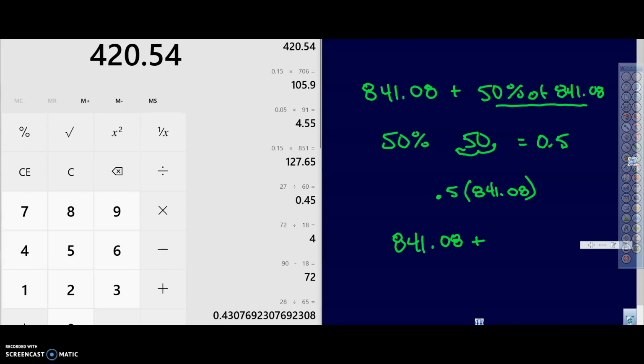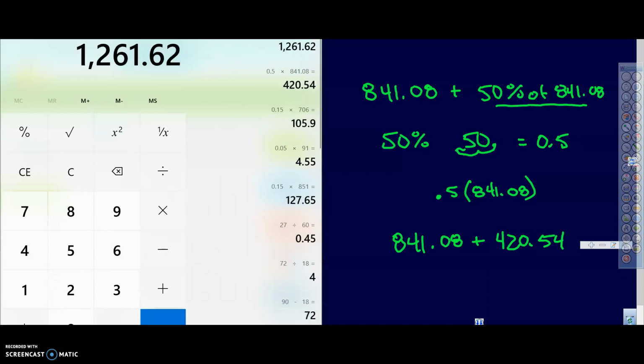So $841.08 plus $420.54 equals, well, now we'll just go back to our calculators and add these up. The sum of those two numbers is $1,261.62, and that is how you find markup.